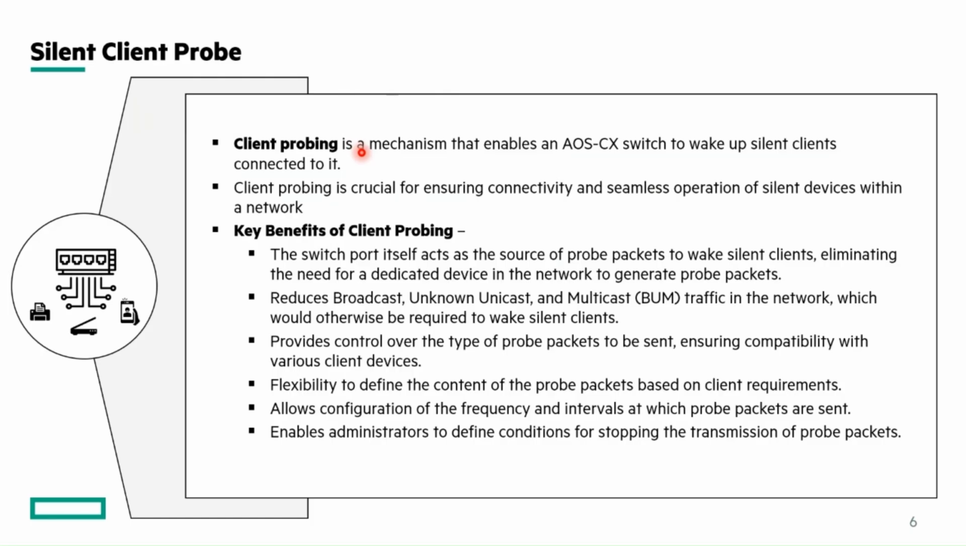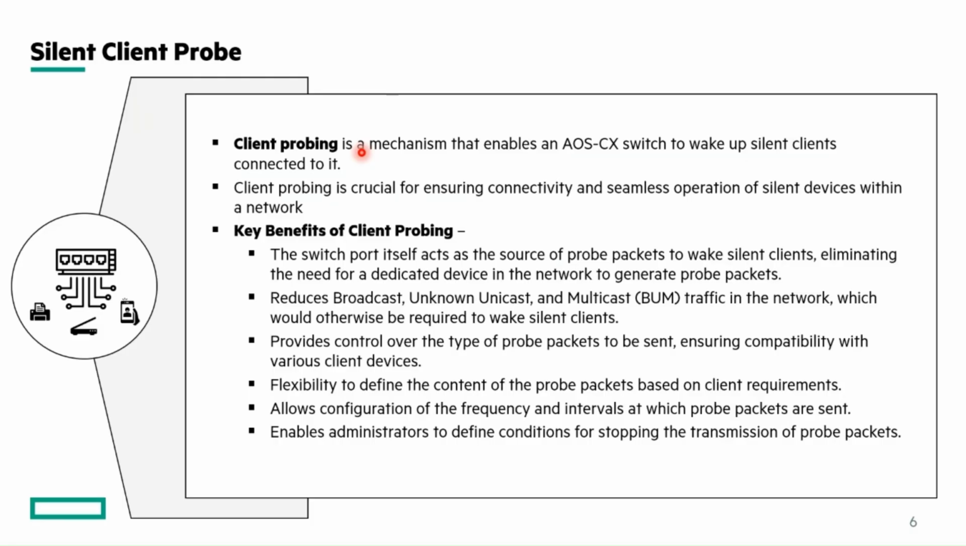So this silent client probe feature lets the switch act as a kind of server or source of these probe packets. The switch will try to send the probe packets and it will help us fake the silent clients, thereby enabling the authentication. So it eliminates the need for a dedicated device to generate such traffic. A fake LAN server is not required. We can use the switch as the probing device here.